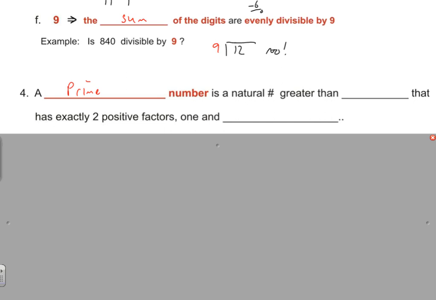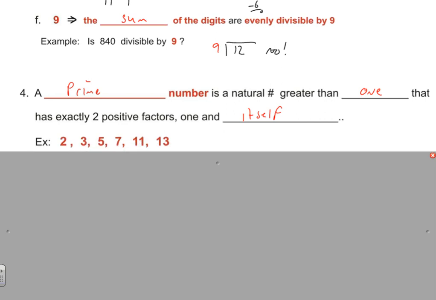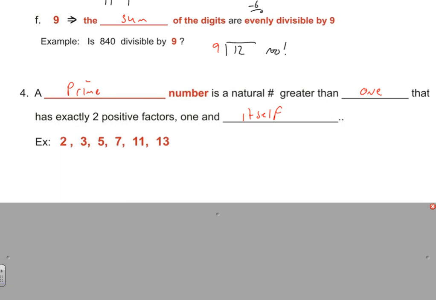Prime numbers. A prime number is a natural number greater than 1. Is 1 considered a prime number? The answer is no. It's a natural number greater than 1 that has exactly 2 positive factors, 1 and itself. In other words, it has no other factors but 1. So any natural number greater than 1 whose only factors are 1 and itself.